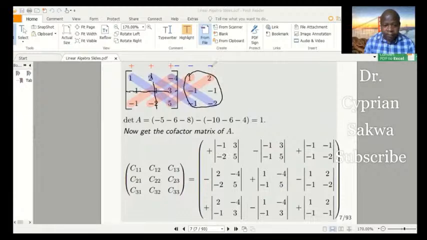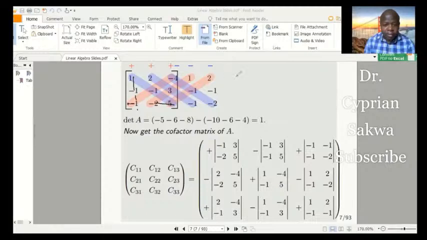Then the next element is this. Delete its row and its column. The matrix that is left is 1, 2, -1, -2, and the sign is positive. Remember, the signs were alternating. And so let's now go to the last row. For this element, delete the row and then the column. We are left with 2, -4, -1, 3.